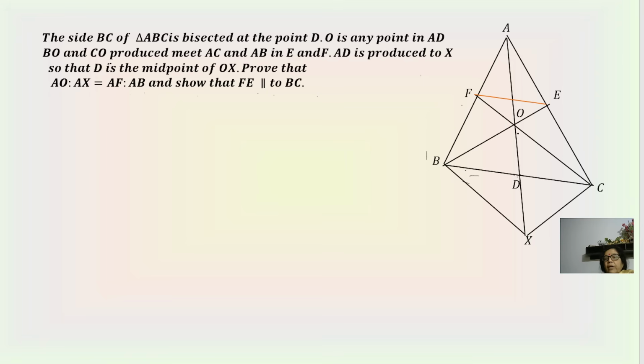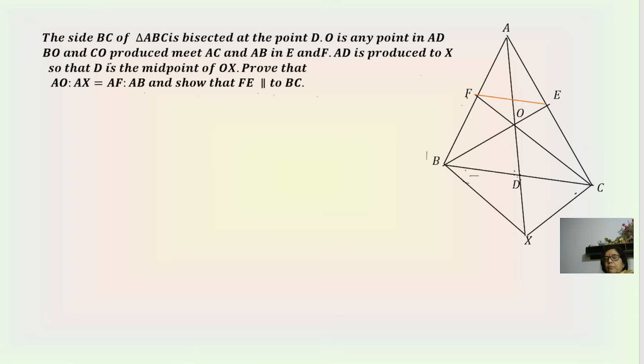So first of all, we'll focus on this part. We are given that D is the midpoint of BC. So AO becomes the median of the triangle ABC, one of the medians of the side BC. So again, also it's given that BO has been extended to E. It is the same straight line. And CO has been extended to F. And this O is any point. It is not mentioned that it is the centroid over here.